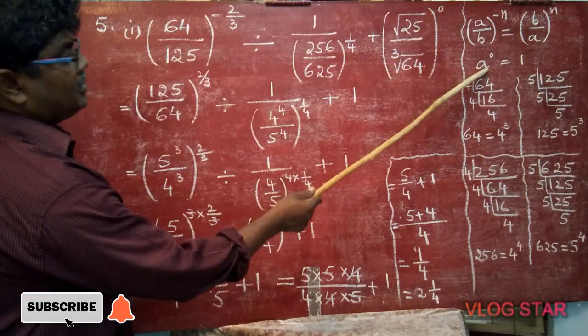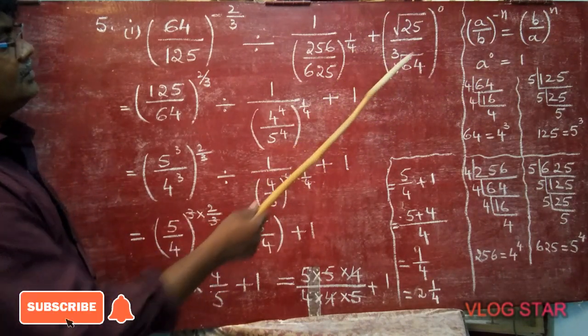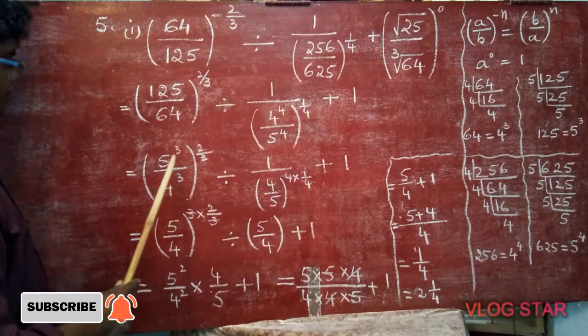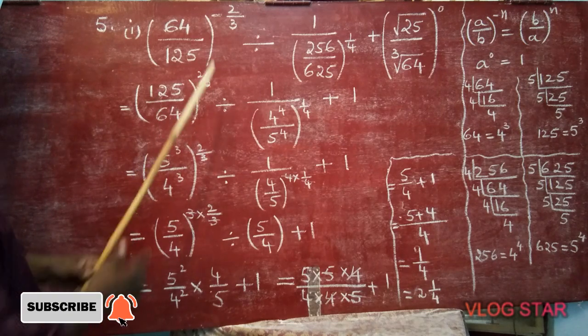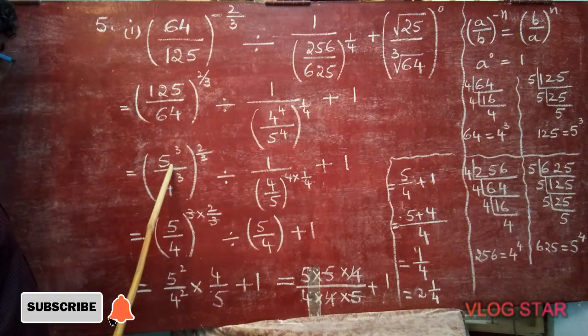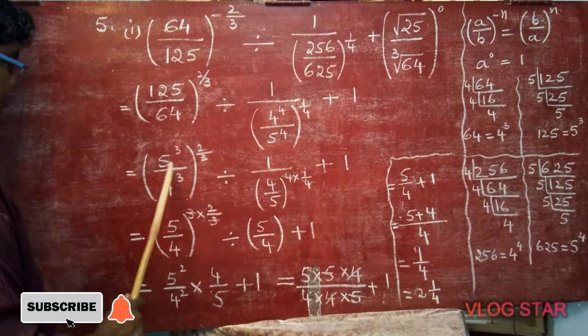Anything to the power of 0, a to the power of 0 is equal to 1. So whatever may be inside, power 0 is there. So it is 1. Now 125 factors are 5 cube. So write 5 cube. 64 you write as 4 cube.